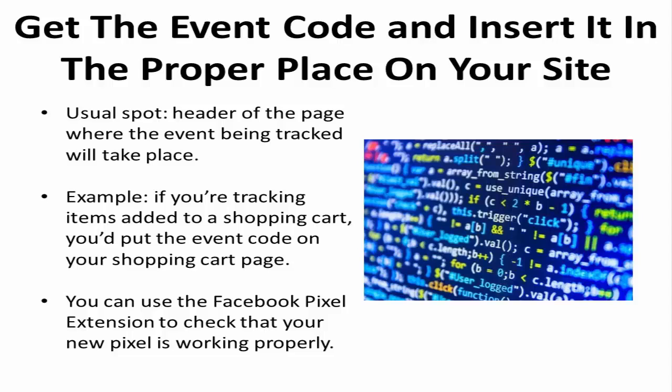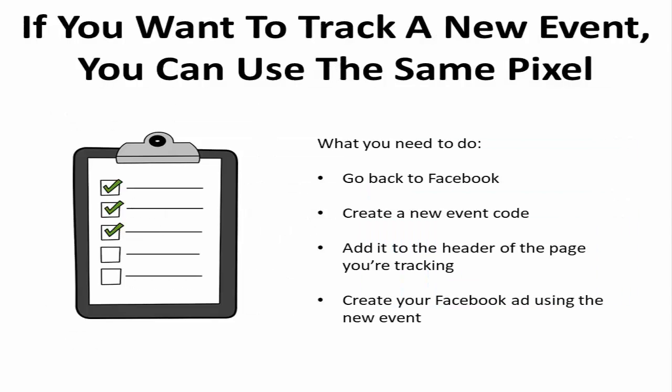Once you've confirmed that it is, you can use the pixel to create targeted ads for your new event-specific audience. Remember, if you want to track a new event, you can use the same pixel. All you'll need to do is go back to Facebook and create a new event code. Add it to the header of the page you're tracking, and create your Facebook ad using the new event.